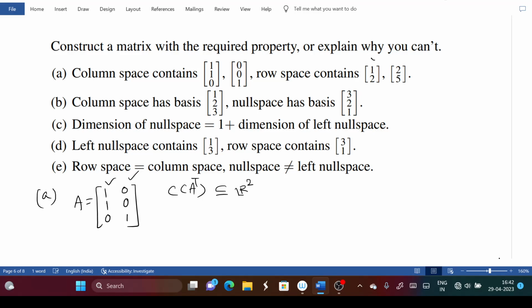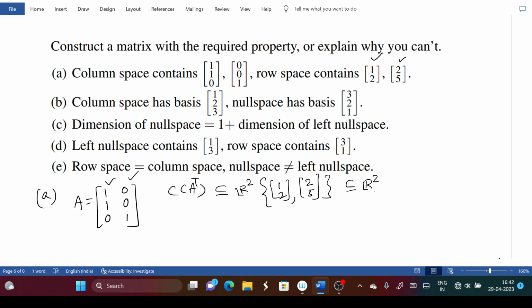But there are two linearly independent vectors. Here (1, 2) is not a scalar multiple of (2, 5). So these are two linearly independent vectors taken from R square, and R square is a two-dimensional space. This is a collection of two linearly independent vectors, hence they span the whole R square.